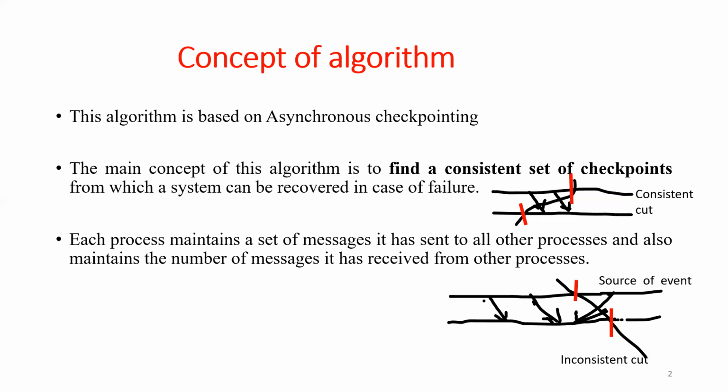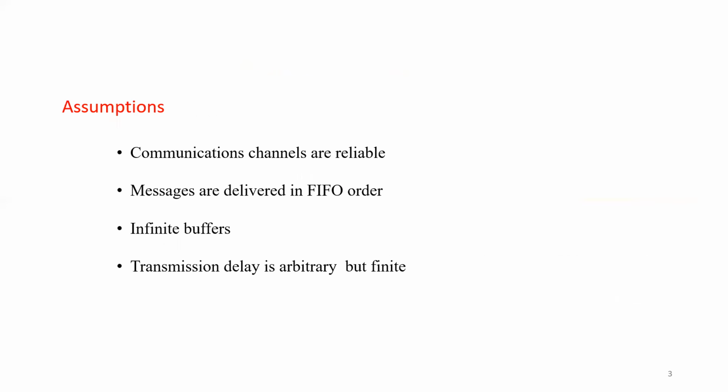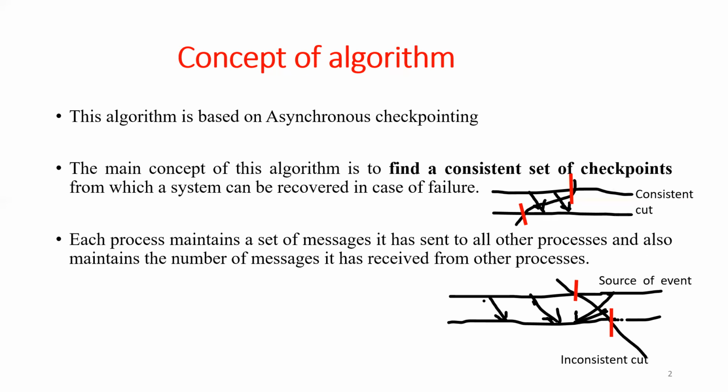If the sources of messages are outside the cut, on the right side of the cut, then it will be an inconsistent cut. See the diagram. The red points are checkpoints. See the first diagram. Messages are being sent from the process P1 to P2. The sources of the messages are inside the cut line, on the left side of the cut line. So it can be a consistent one.